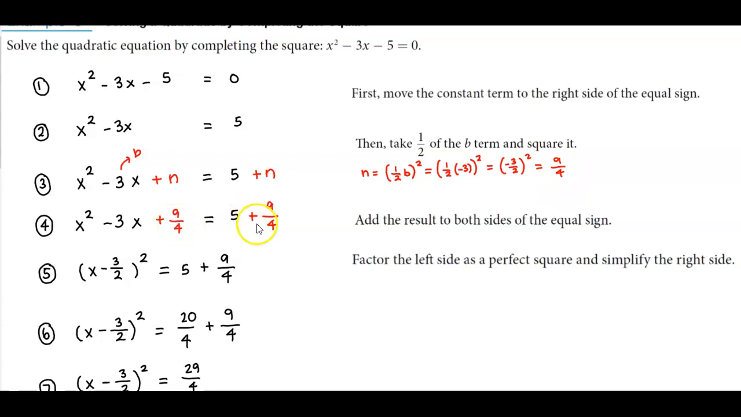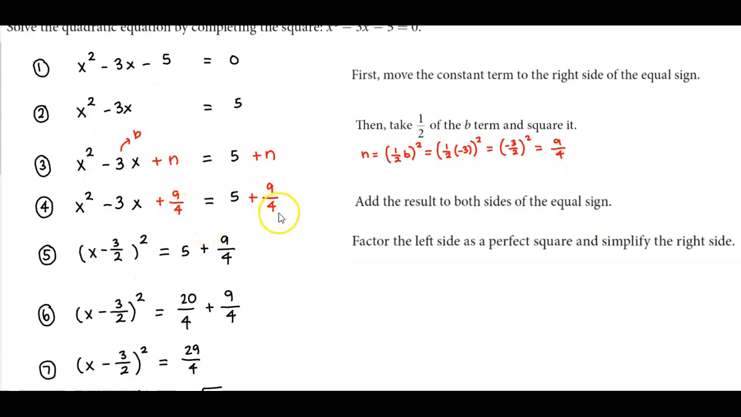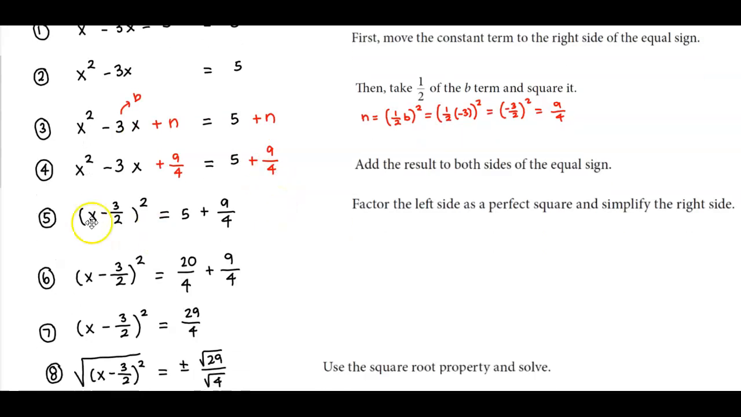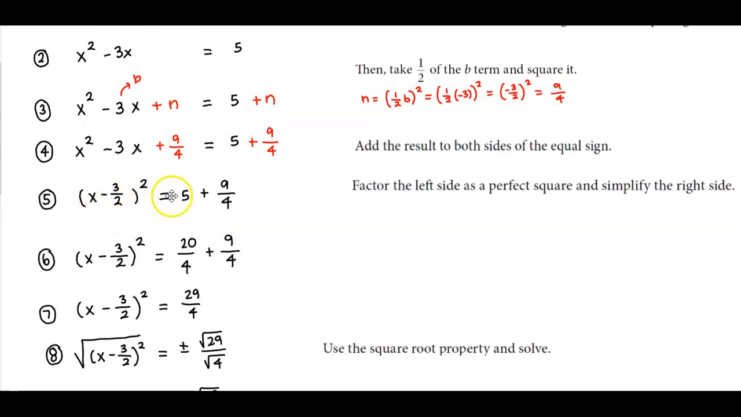So then what do we plug in for n? We get 9/4. So we have x squared minus 3x plus 9/4, which is equal to 5 plus 9/4. Now we have x minus 3 over 2 squared, which is equal to 5 plus 9/4. Now recall here, what do we have to square to get 9/4? Well, it was minus 3 over 2. So we have x minus 3 over 2 squared equals 5 plus 9/4.